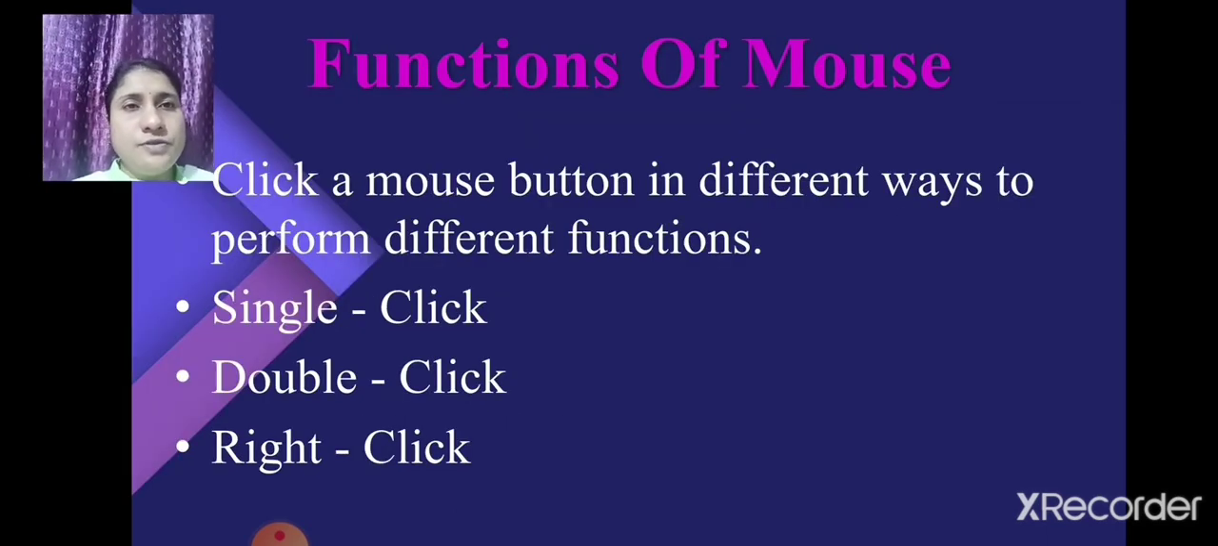Now in this class we are going to see the functions of the mouse, how our mouse will work in different ways. When you click a mouse button in different ways, your mouse will perform different functions. See, first it is a single click, then double click and right click. We are going to see which function will be performed when we press the mouse button singly, or doubly, or when we press the right mouse button.